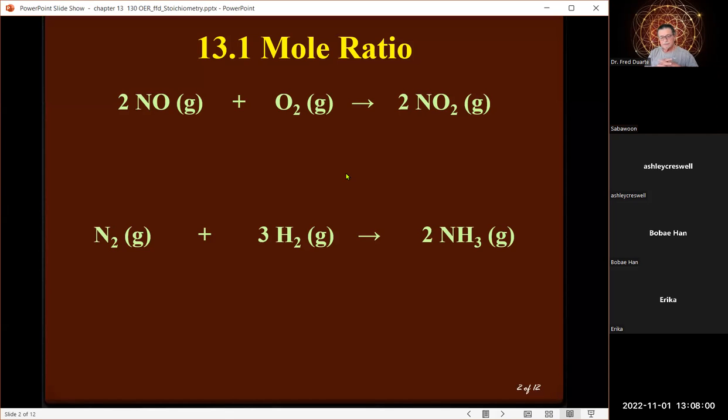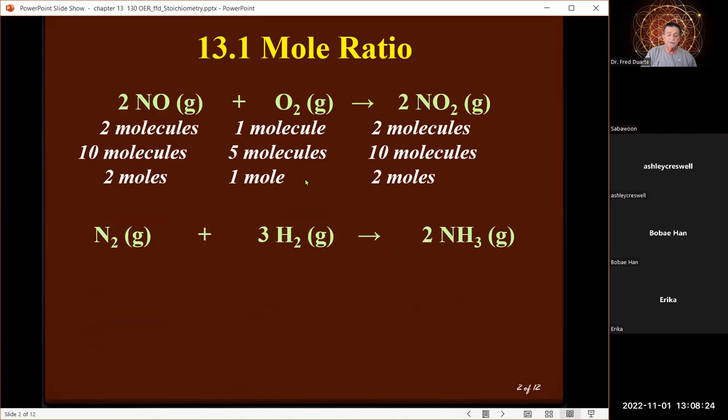Let's say, for example, we have this equation where we have nitrogen monoxide reacting with oxygen to give us nitrogen dioxide. And so after it's balanced, we see that we have two nitrogen monoxide molecules, one oxygen, and then two of the nitrogen dioxide. So after it's balanced, the coefficients tell us, I've been using the term molecules, that 2 molecules of NO require 1 molecule of oxygen to give us 2 molecules of the product, nitrogen dioxide.